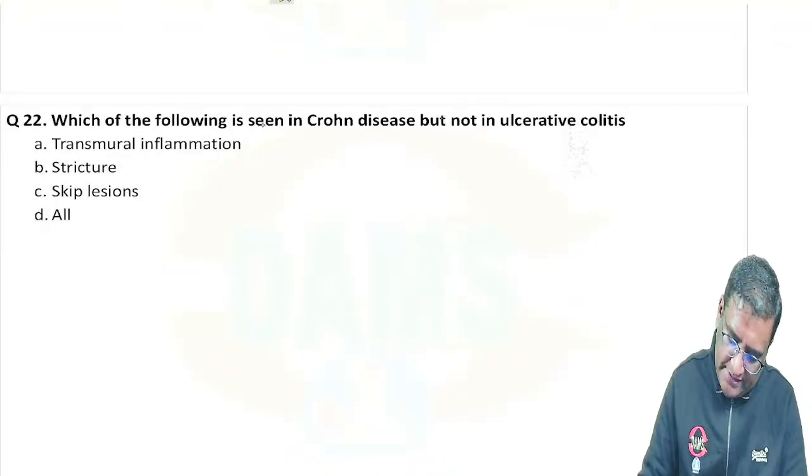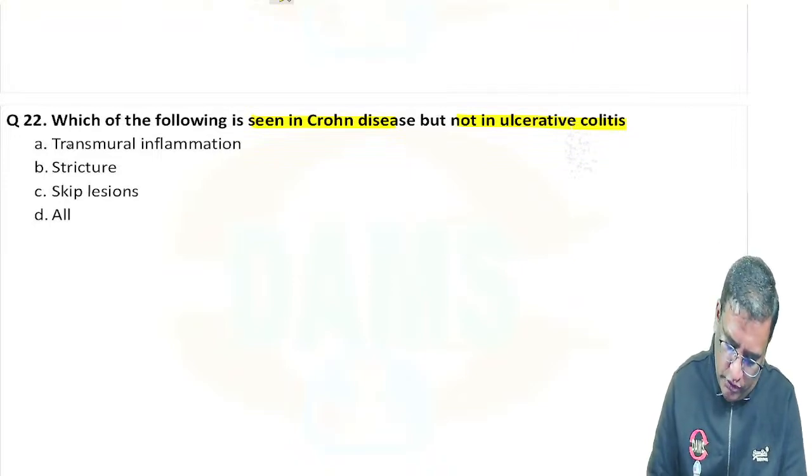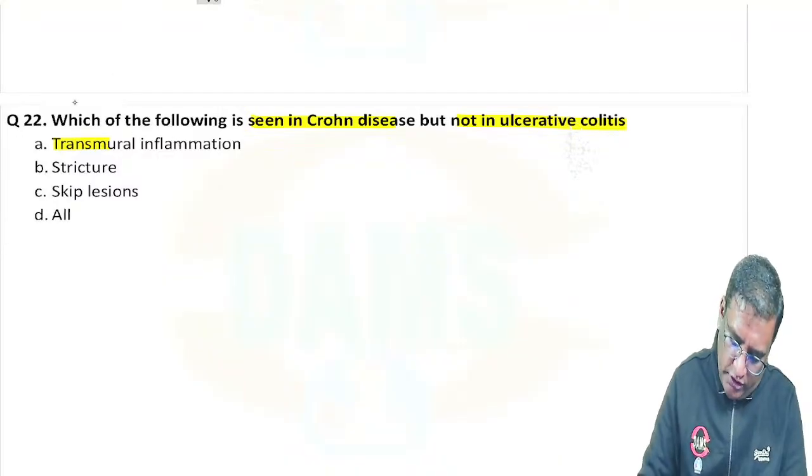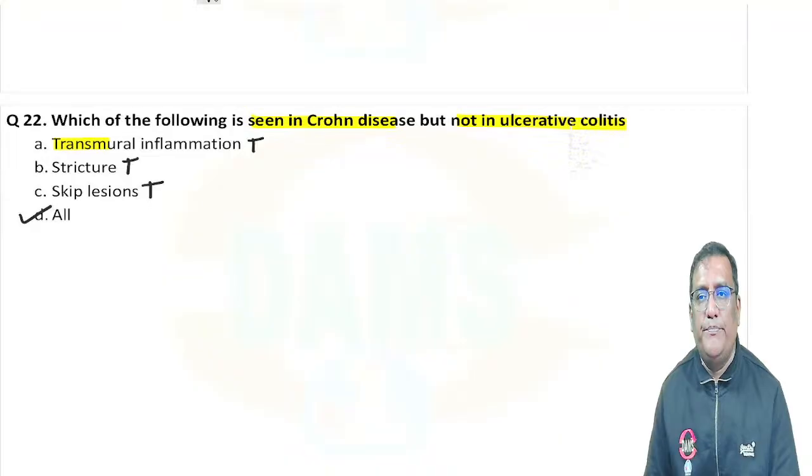Next, question number 22. Which of the following is seen in Crohn disease but not in ulcerative colitis? Transmural inflammation, yes, it is seen in Crohn. That is true. Strictures are also seen in Crohn. Skip lesions are also seen in Crohn. Answer is all of them.